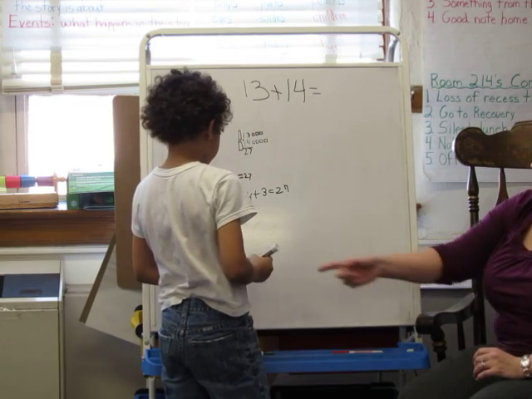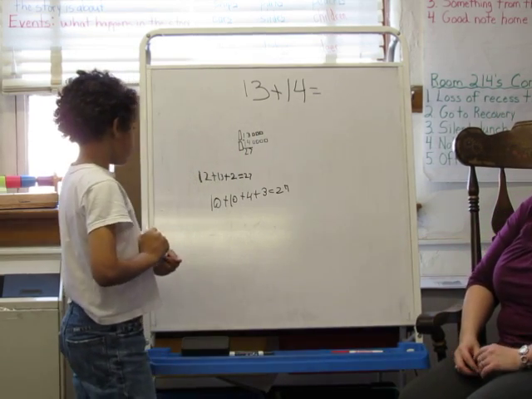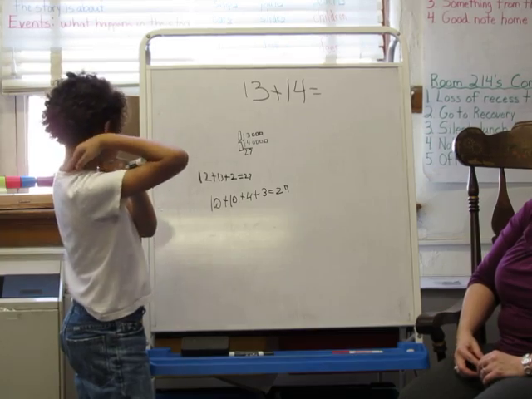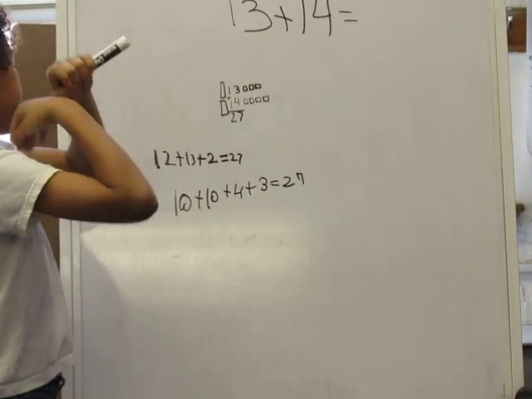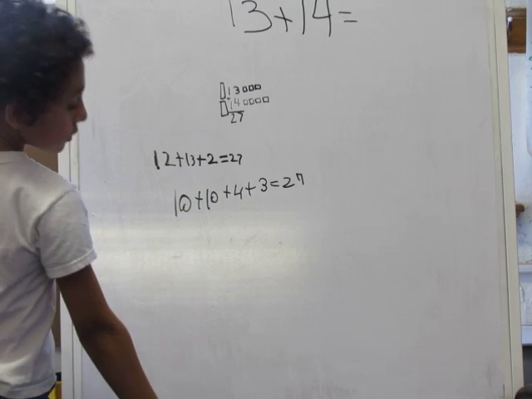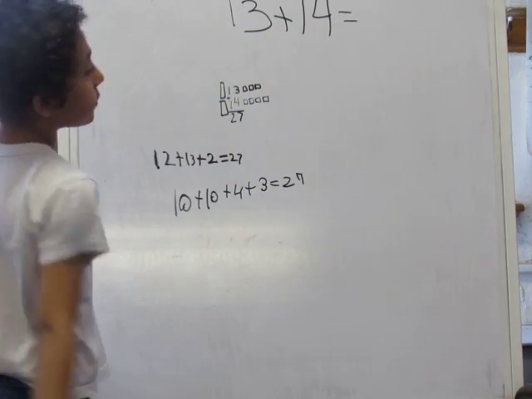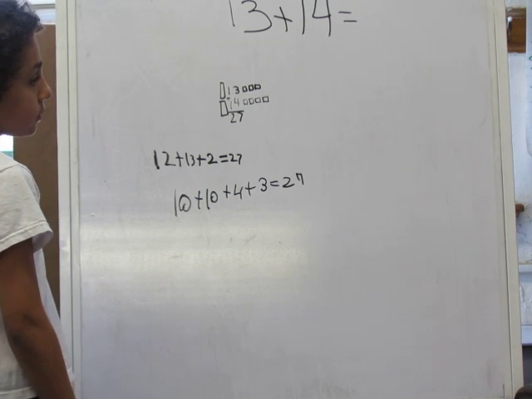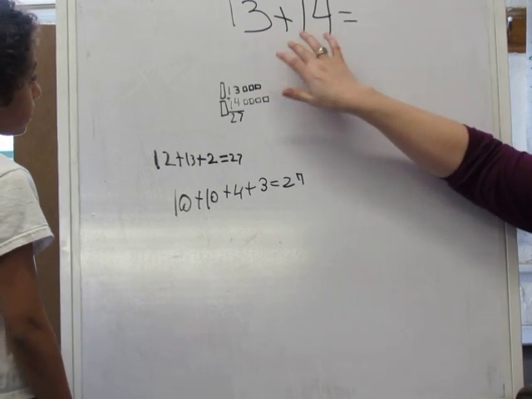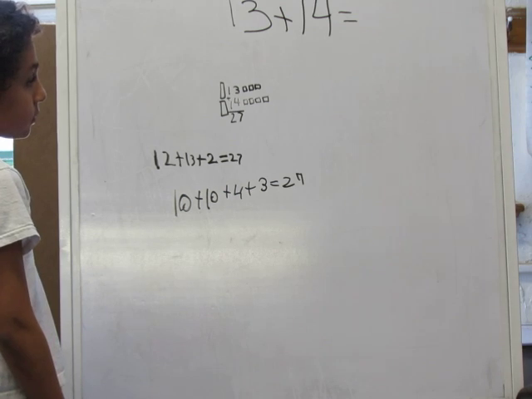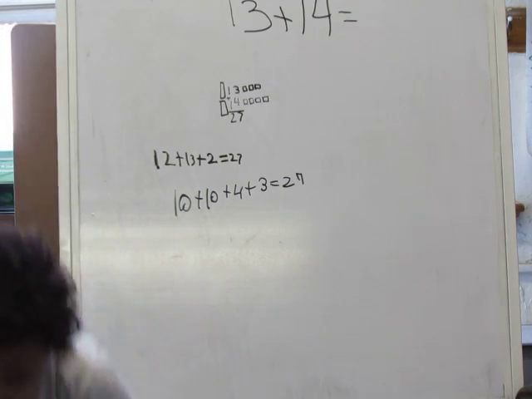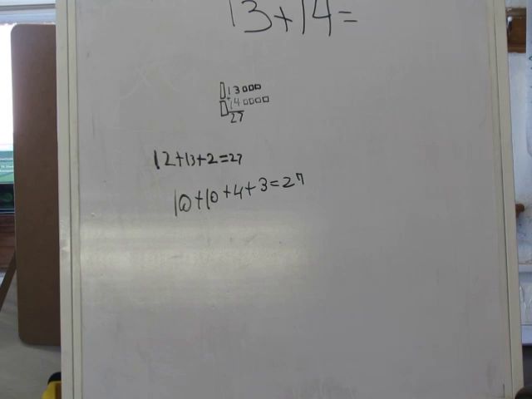Alright, what'd you do? Step this out some. 10 plus 10 equals 20, and 4 plus 3 equals 7. So where'd you get the 10 and the 10? From... So you broke it into place value? So you did 10, 10, and 3 and 4? That's 27. You did that too, Mason? Okay.